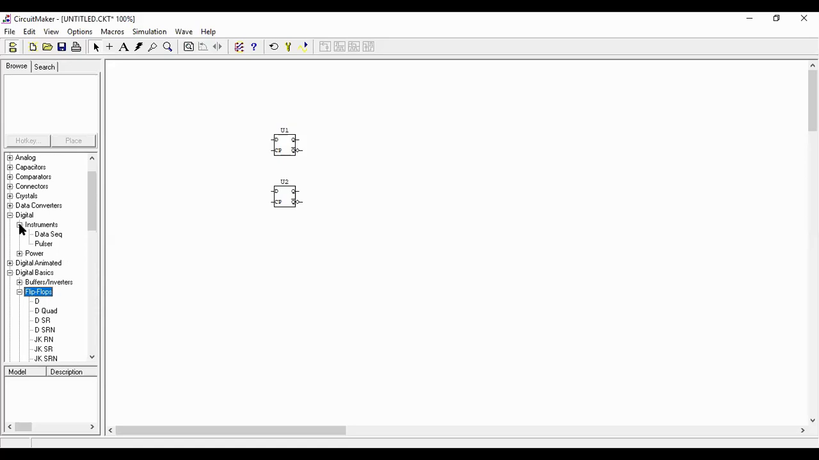So the next device you pick is the instrument, and the instrument you pick the pulsar. The pulsar is basically our clock. You can place it here. Then after you pick your pulsar, which is your clock, you can go down to displays. You also pick digital, you pick the hexadecimal display, and you place it there.